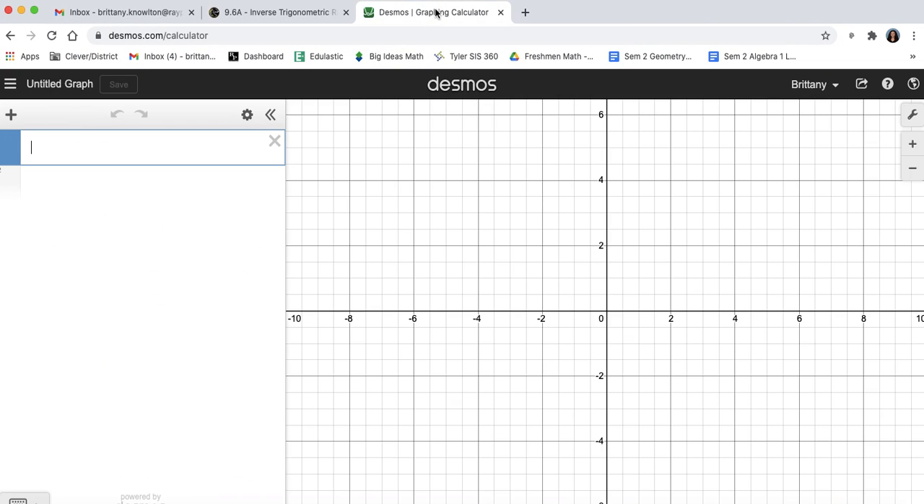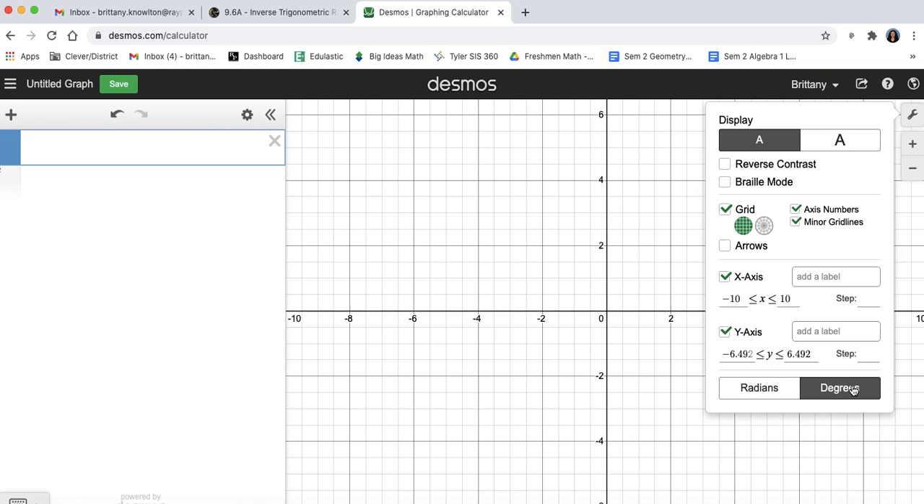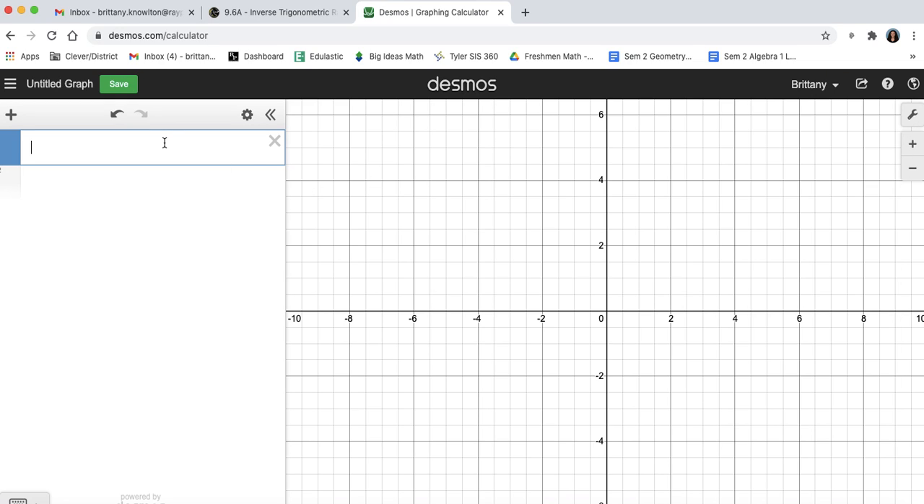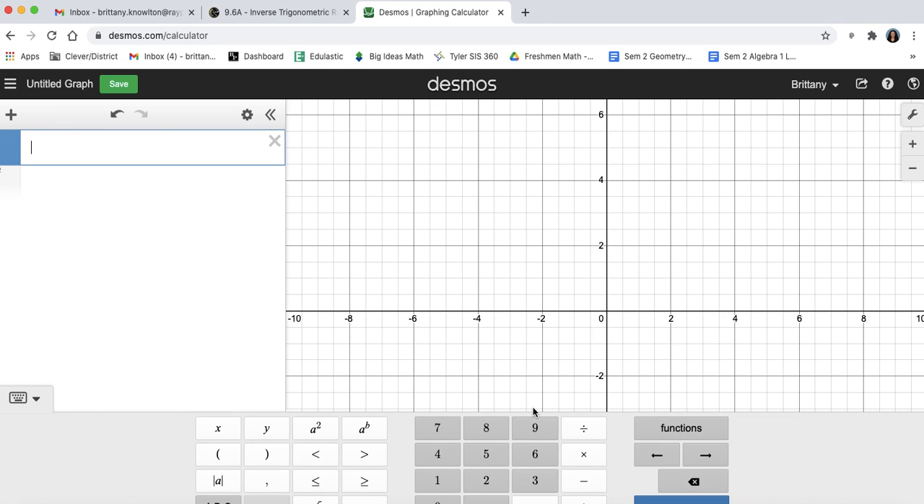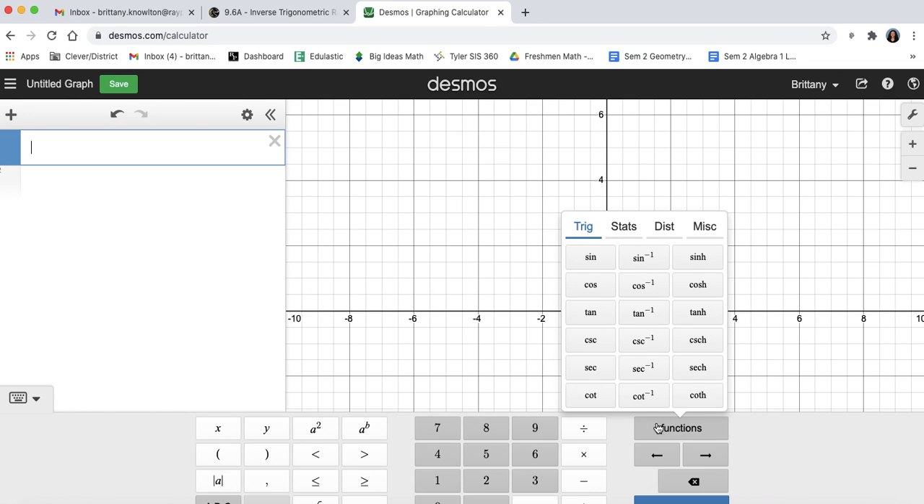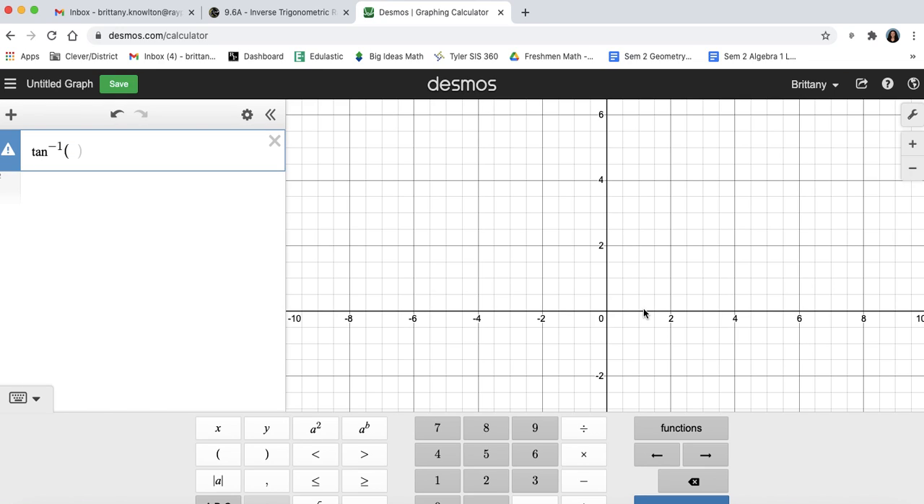So I'm going to go to Desmos. First things first, super important, you need to hit this kind of wrench over here, and you need to change this to degrees. If you don't have it in degrees, it's going to give you a wrong answer. And now to get the inverse tangent, you're going to click on this show keypad here. You're going to go to functions, and they are all right here. So I'm going to click on tangent inverse, and then type in 3/5.